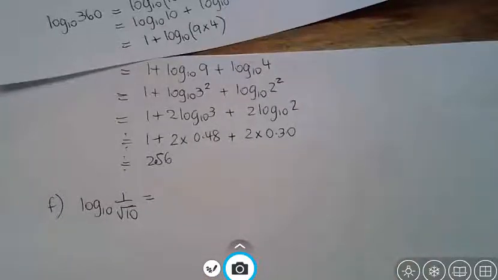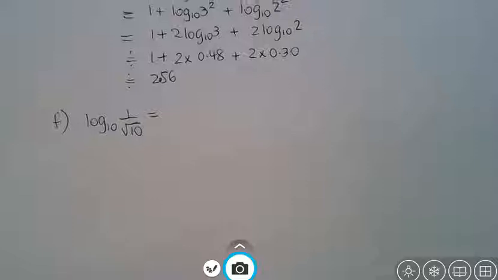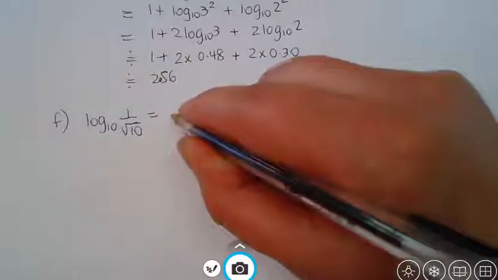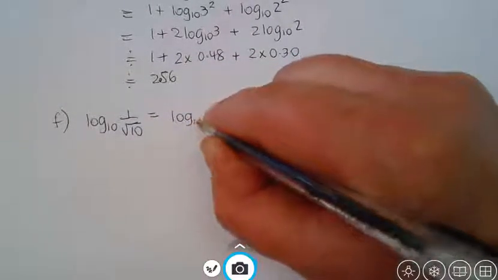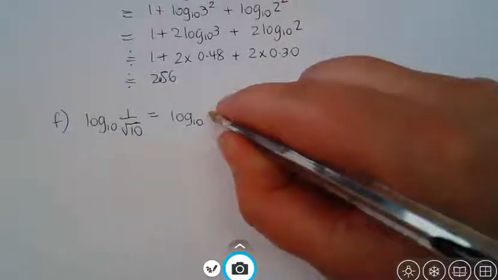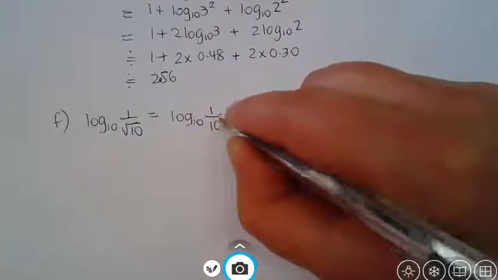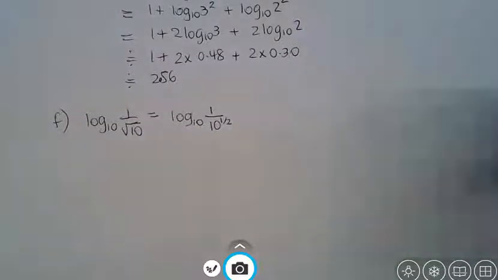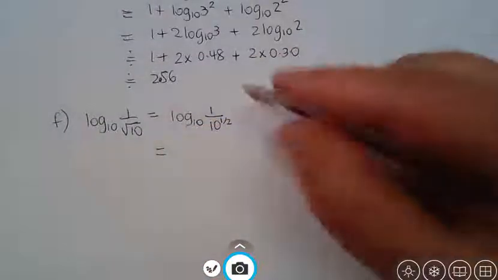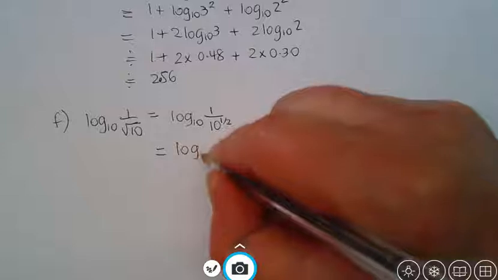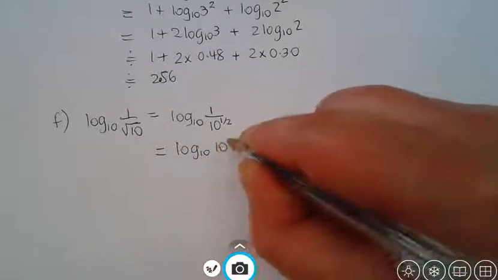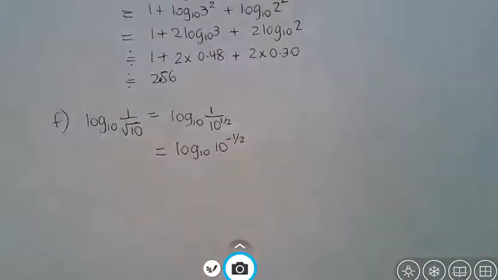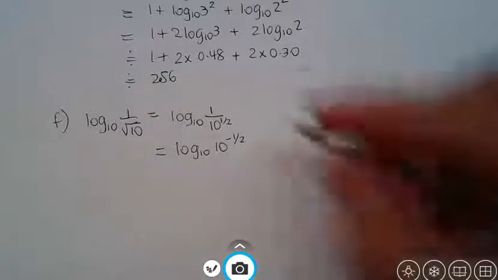Okay, now, so we know that this is log to the base 10 of 1 over 10 to the power of a half. Now I could have done it other ways. This is just one method. So I could write this as log to the base 10 of 10 to the power of negative a half. This is probably the quickest way to do it, okay?